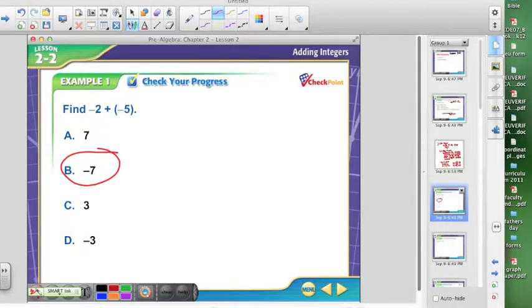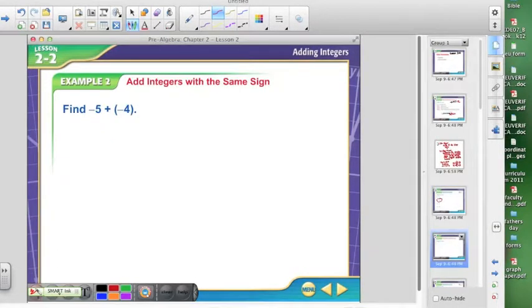Okay? You need to be doing these and then check your work against the video. Negative 5 plus negative 4, adding with like signs. So I add 5 plus 4 is 9. Keep the sign. Since they're both negative, my answer is negative. Add and keep the sign.